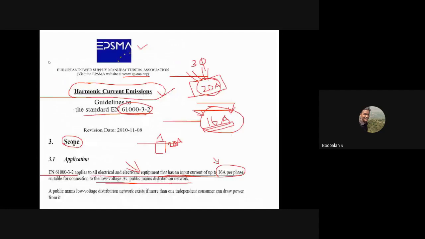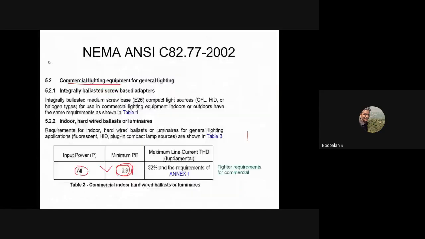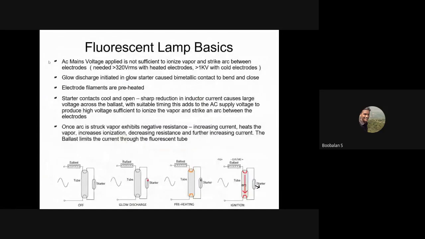Now I'm moving straight into the different types of lighting loads and how they introduce a power factor as well as harmonics, right? I'll start with fluorescent lamps. We already know about the two types of fluorescent lamp we are currently using. One is the magnetic ballast type, and nowadays we also have the electronic ballast fluorescent lamp.